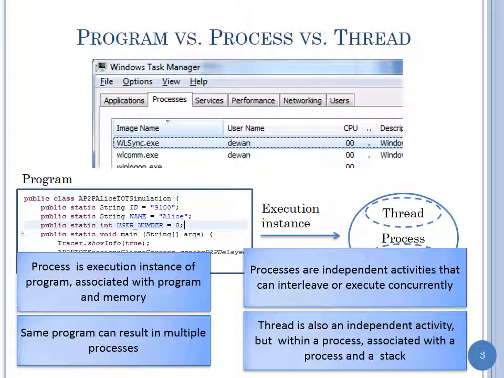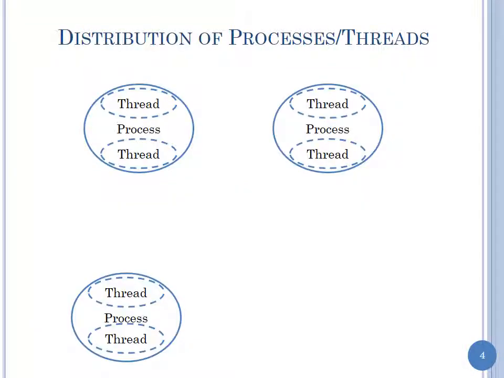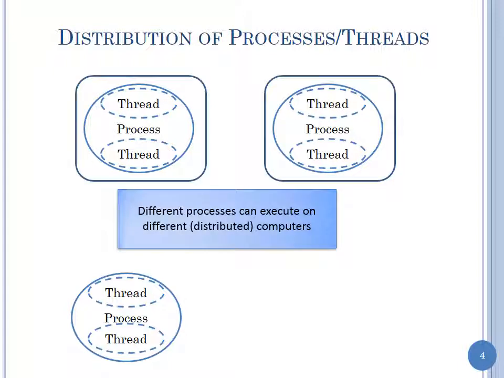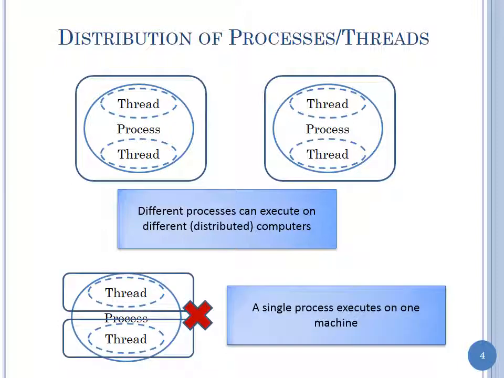I have a quick question. What's the difference between a distributed program and a distributed system? It's the same thing as far as we are concerned. A distributed program is something that can create multiple processes, and system is a very general term. So we're not making a difference between that. Okay, so this is the pictorial description here. We have processes with threads, and different processes can execute on different distributed computers, whereas different threads execute only on one machine.